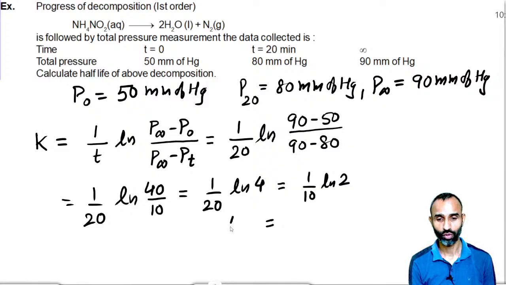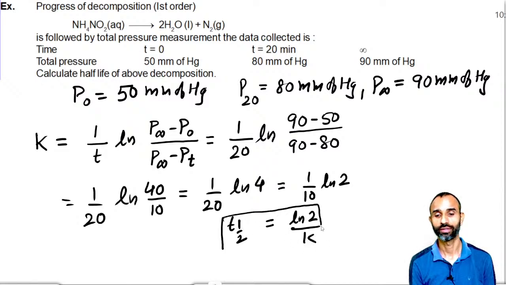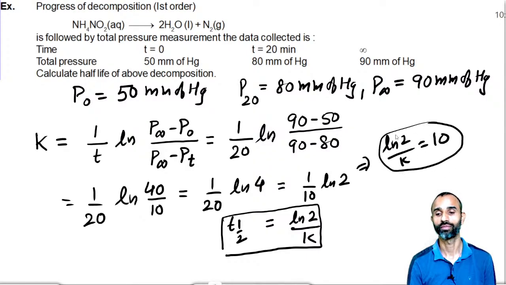So you know what is half-life? It is natural log of 2 by k. This way, natural log of 2 by k equal to 10. Expression comes out to be 10 minutes.